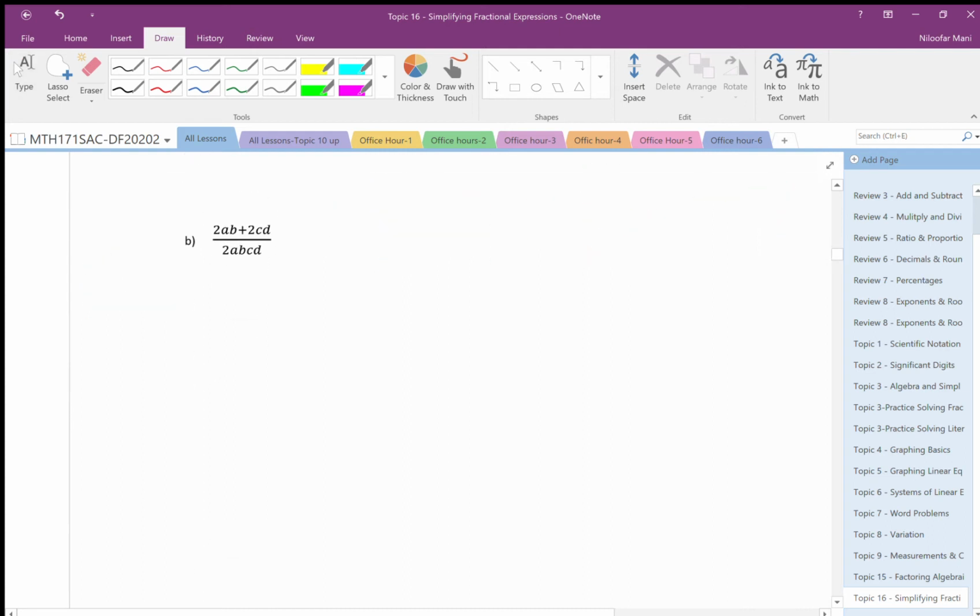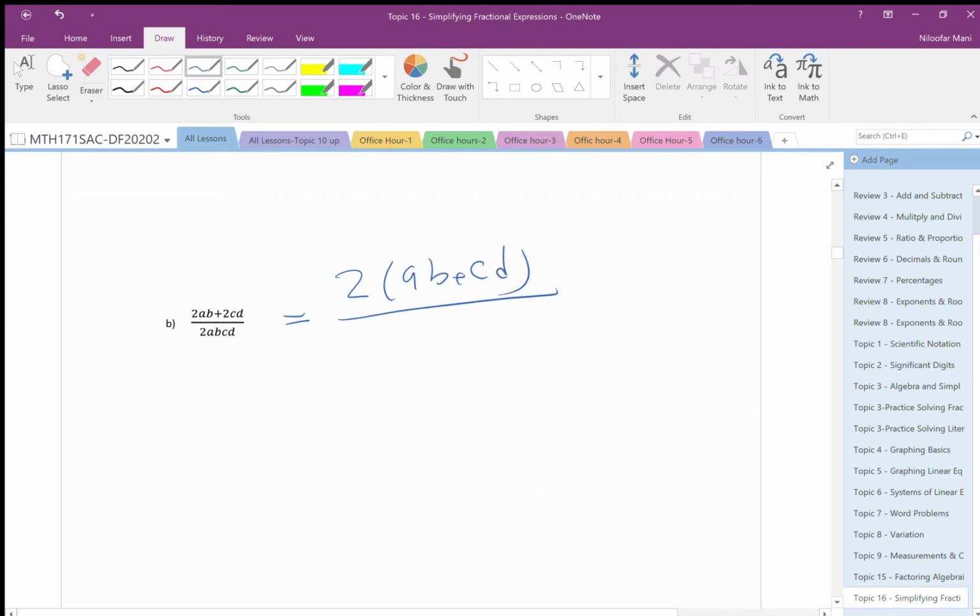How about next? Okay, so what can I factor here? So what do you factor here? Just 2, AB plus CD. I don't see anything in common. 2A, B, C, D. And I can say A, B, C, D is not 0, means none of them is 0. Okay, so can I cancel? Yes, 2 and 2. So the result is AB plus CD over A, B, C, D. Okay?